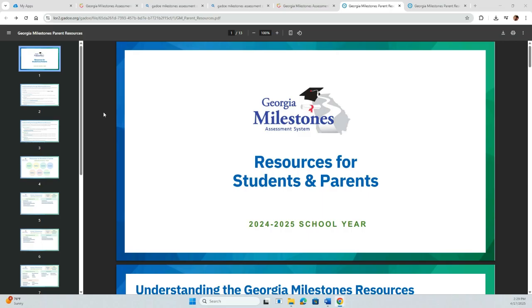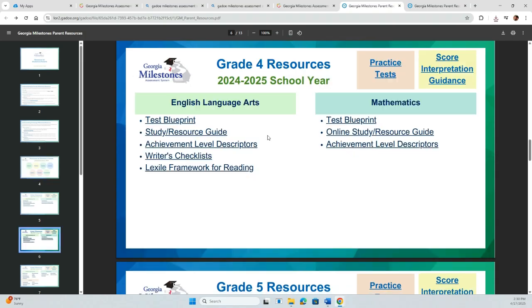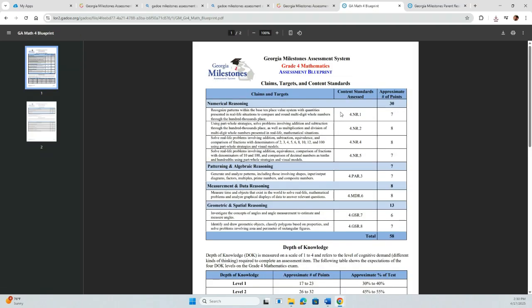We're taking a look at the students and parents resource guide for milestones. Just kind of giving you some insights. We're also providing you the link to this resource guide. Once again, like I said, on this resource guide, you want to go to page 4 on this PDF, and you can look for your student's grade level. It says grade 4. And we're going to take a look at the test blueprint for mathematics, and then I'm going to show you the online resource they've created for math this year that is just phenomenal.